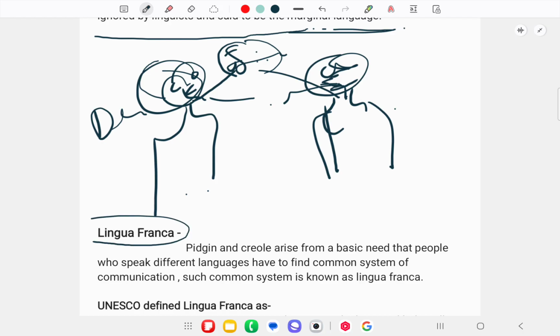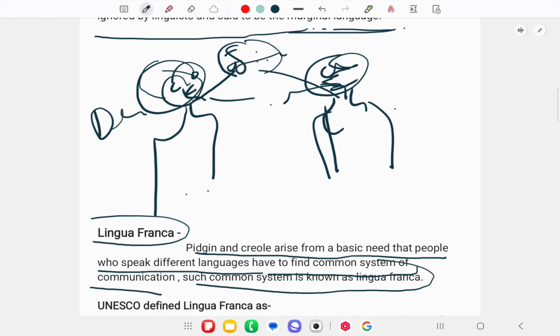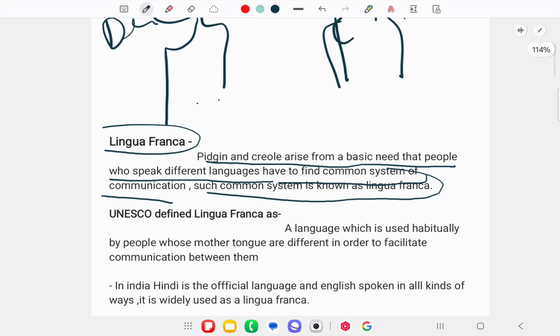What is the lingua franca? A pidgin and a creole arise from a basic need: people who speak different languages have to find a common system of communication. Such a common system is known as the lingua franca or pidgin. If two persons don't have a common language to communicate with each other, and there is some special language they can use, then this is known as the lingua franca.